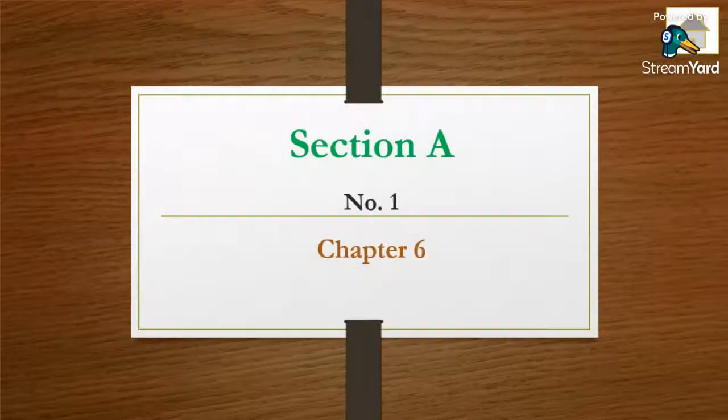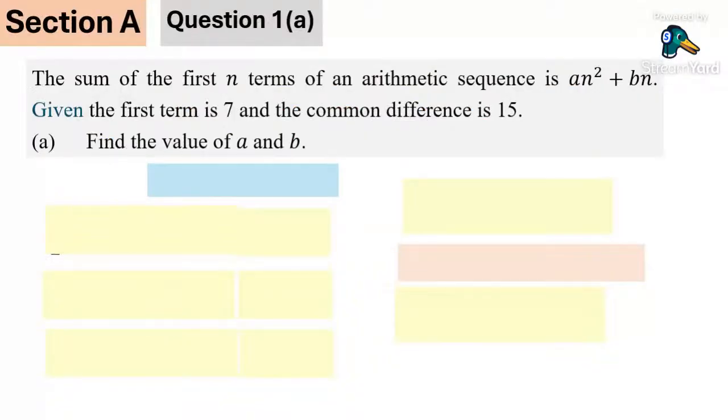Okay, next. I want to refer to section A, question number 1, chapter 6 for sequence and series. Let's see what happened in the questions here. The sum of the first n terms of an arithmetic sequence is an squared plus bn. Given the first term is 7 and the common difference is 15, find the value of a and b.